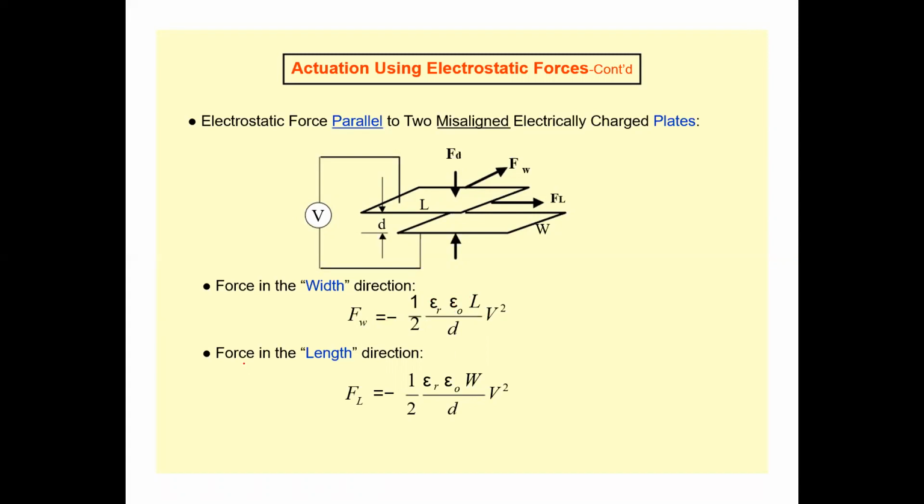And when the overlap is in the direction of the length, the expression will be independent of the length. FL, force in the direction of this length, will be minus half epsilon naught epsilon R W over D V square.